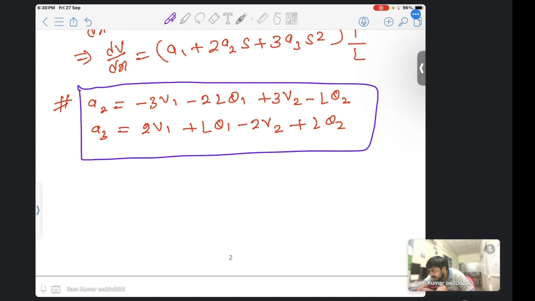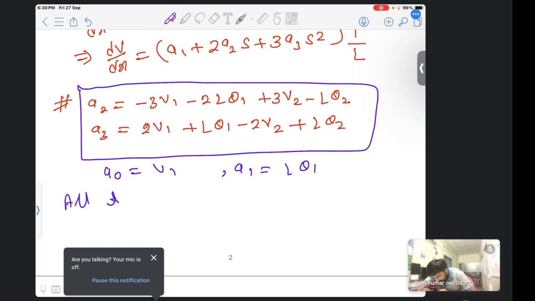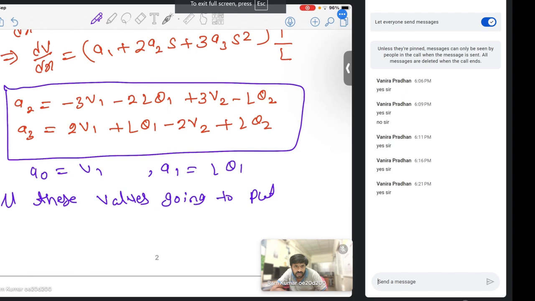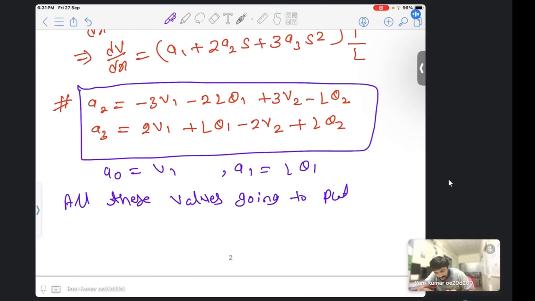Okay, a naught and a1 we already calculated. So what is a naught? A naught is our b1 and a1 is our l theta 1. So all these values we are going to put in the trial function.